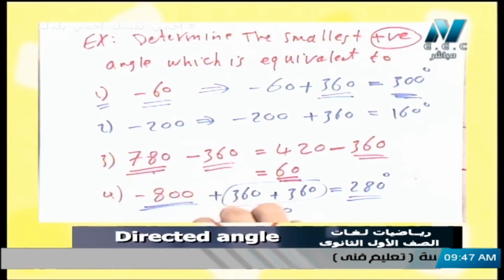Okay. What about another exercise here? We talked about the smallest positive angle. We can talk now about the smallest negative angle which is equivalent to another angle. So let's do this exercise here.